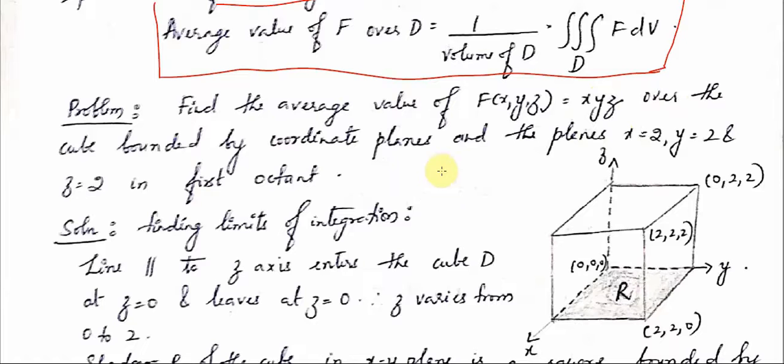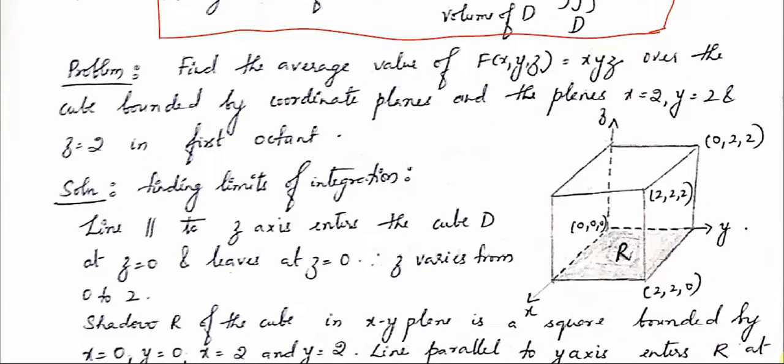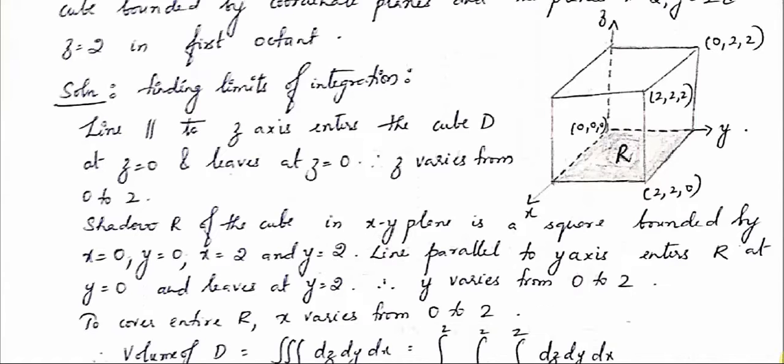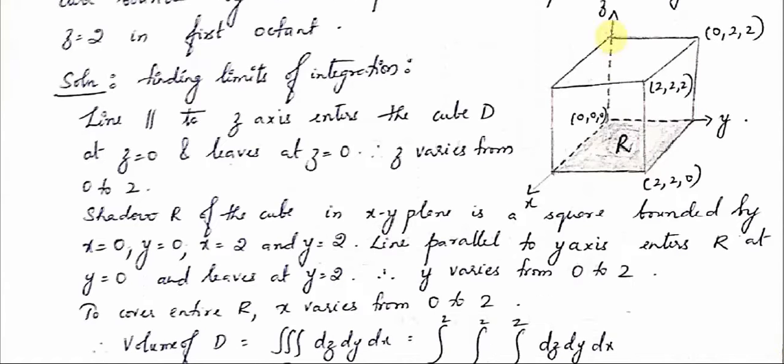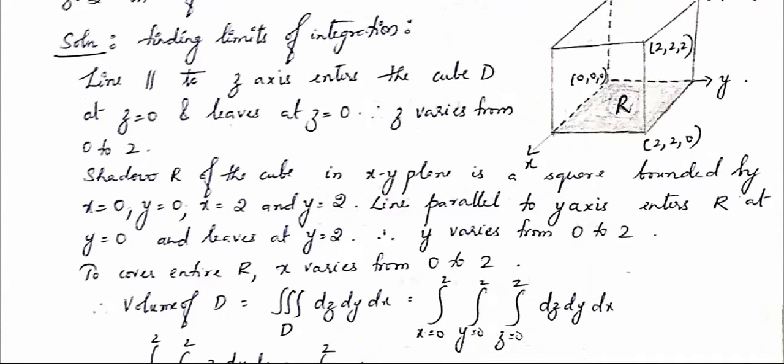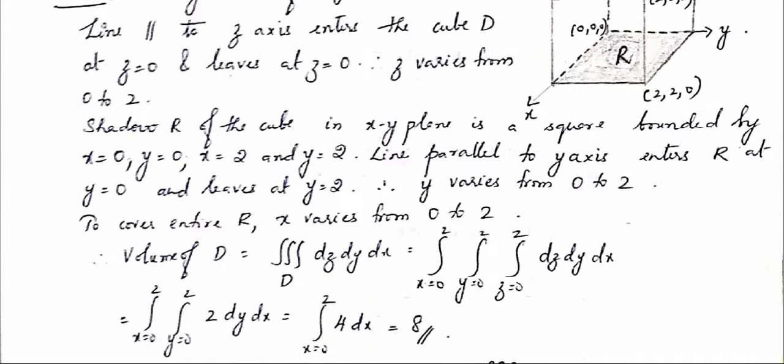Coordinate planes means your x axis, y axis and z axis, and the planes x equal to 2, y equal to 2, z equal to 2 in the first octant. Alright, so first you have to find the limits of integration. Here the limits are simple because it's all a cuboid, right? We can easily say that your x varies from 0 to 2, y varies from 0 to 2, z varies from 0 to 2, right?